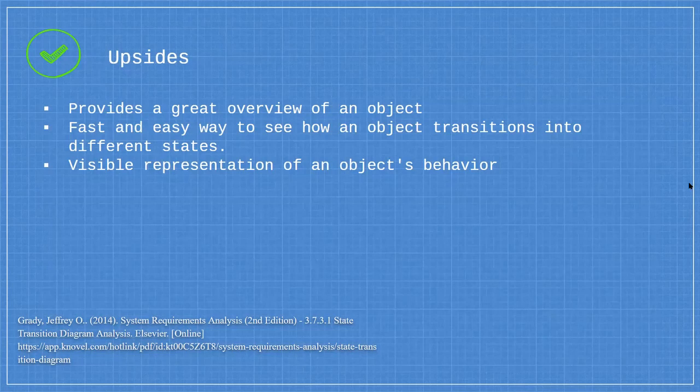So again, some of the upsides of one of these diagrams is it provides a really great way to overview an object and to see all those different states that this specific object will be in. The state transition diagram is a fast and easy way to see how an object will transition into a new state, and you can visualize the behavior of each object you're looking at.